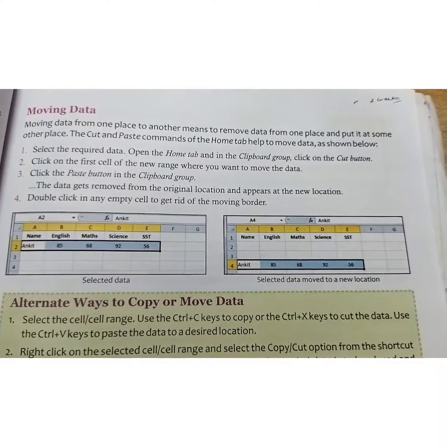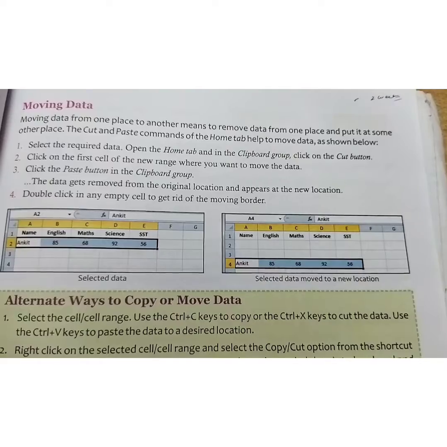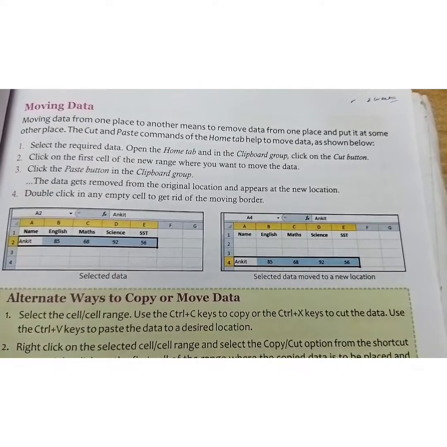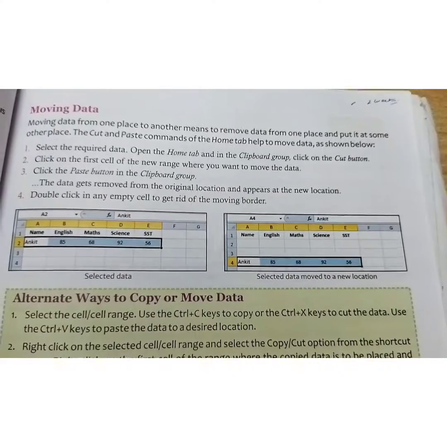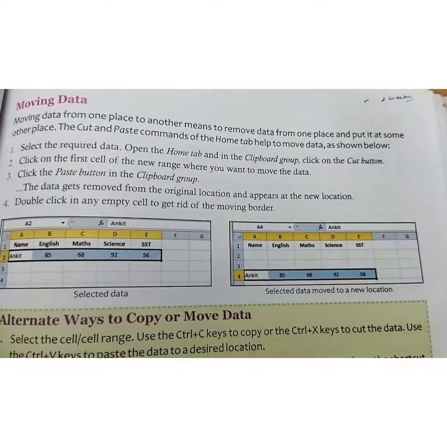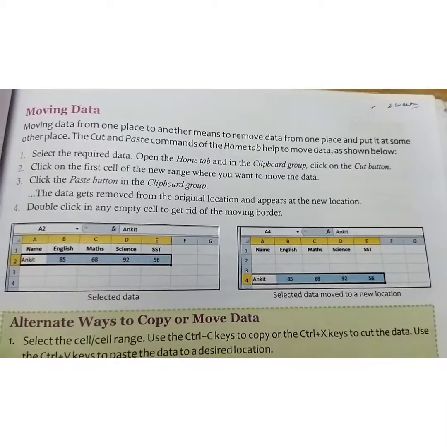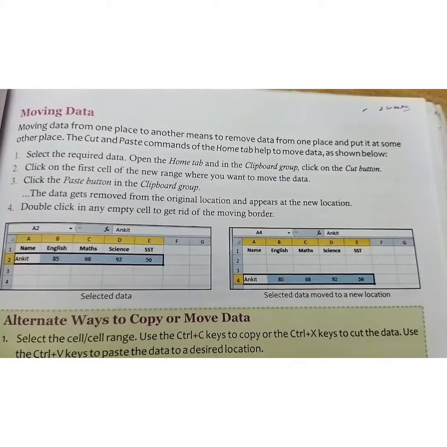First of all, you will select the required data. Open the Home tab and in the Clipboard group click on the Cut button. Then click on the first cell of the new range where you want to move the data and click the Paste button in the Clipboard group. The data will be removed from the original location and appear at the new location.